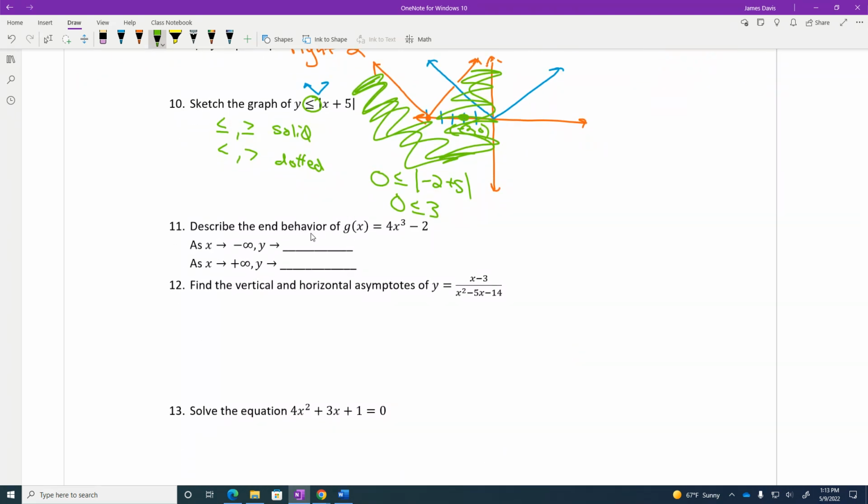So next up, we've got end behavior. End behavior is talking about a function, whether it's going up to infinity or down to -infinity as we get out towards the end points.